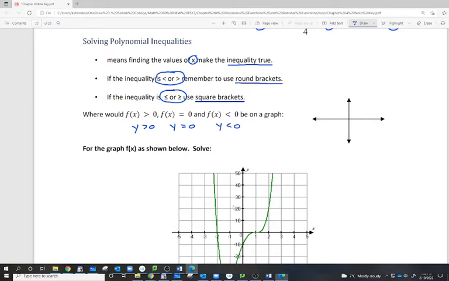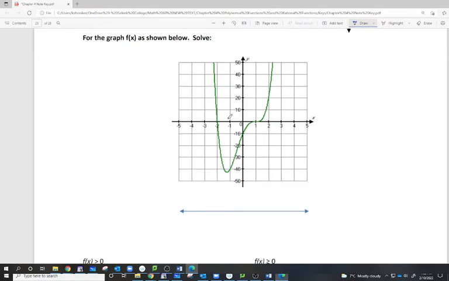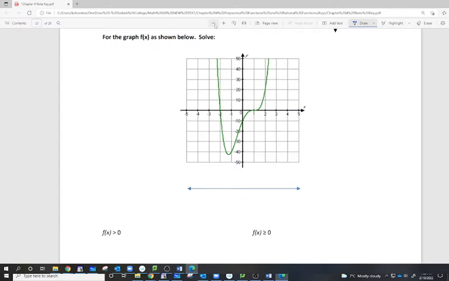Okay, now where does that look on a graph? Well, y values that are greater than 0 are anything above the x-axis. All these y values are greater than 0. Anything on the x-axis has a y value equal to 0, and anything below the x-axis has a y value less than 0. So if I give you this graph, and I'm just going to shrink down my screen.